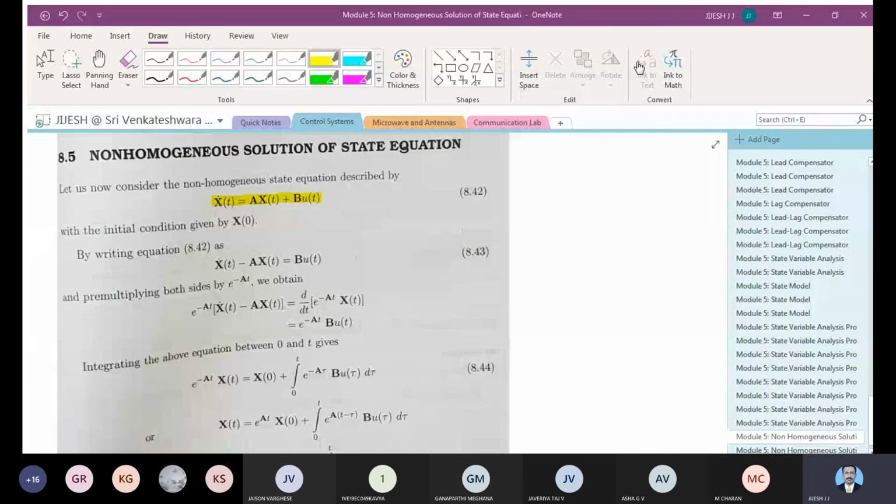This portion on non-homogeneous state equations we will continue in the next class. You can solve all the problems we have completed today. Okay, that's all for today. Thank you.